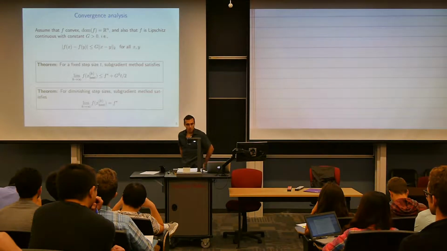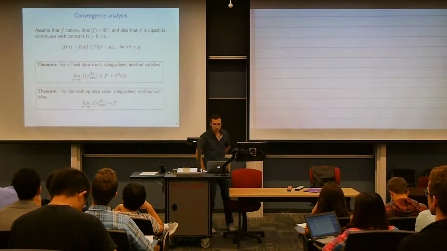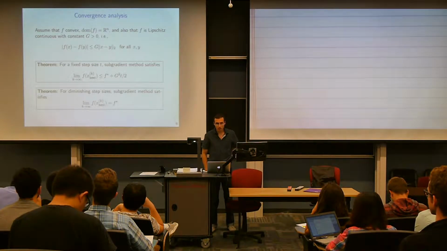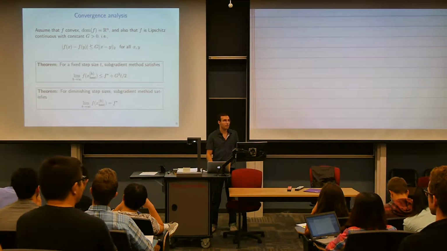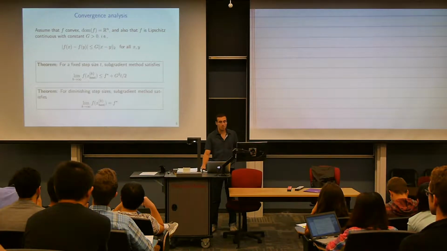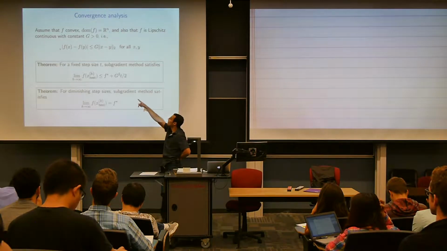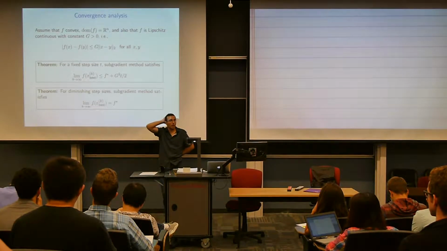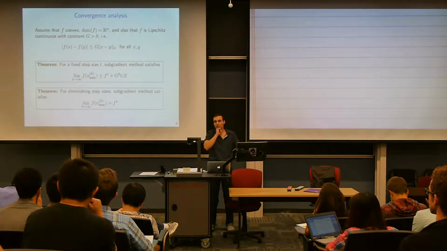OK, let's just jump right to the convergence facts. These are the things that you'll prove on your homework. If f is convex, its domain is all of R^n, and f itself is Lipschitz continuous with constant G. So we're not assuming that the gradient of the function is Lipschitz. We're assuming the function itself is Lipschitz with constant G, which means that if I look at the absolute value of f(x) minus f(y), that's bounded by G times the norm of x minus y for all x and y in the domain.